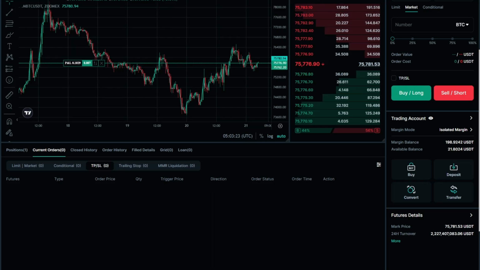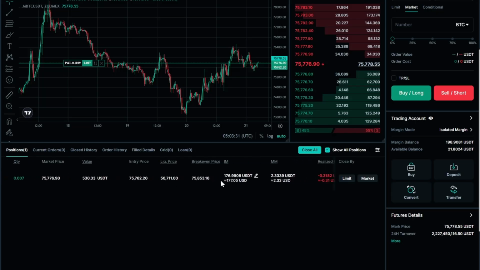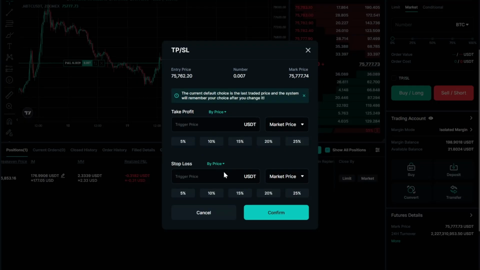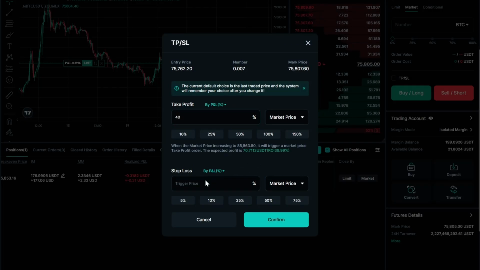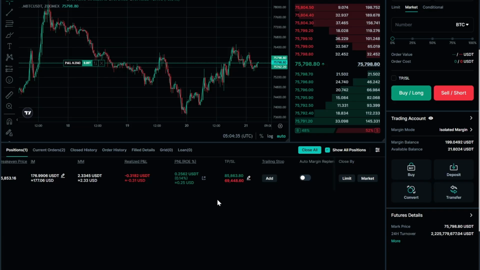If we wanted to add a take profit and stop loss after our trade, we would go to positions, scroll to the right a bit, and we could see under take profit and stop loss, we would add, and we would go through the same process that we did before our trade, but this time we are going to set it via P&L percentage. I'll take my profits if we are up 40% on our trade, and for our stop loss, I'll cut my losses if we're down 25%. Let's go ahead and confirm this order. And we can see now our take profit and stop loss is set.